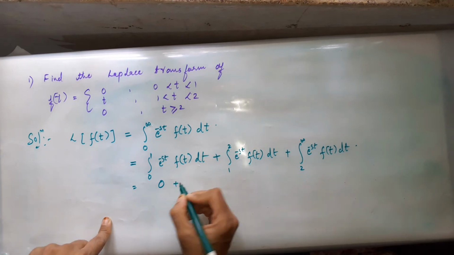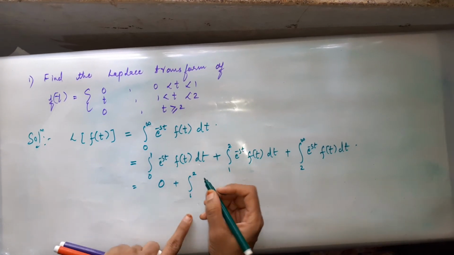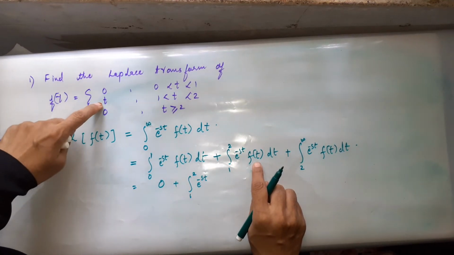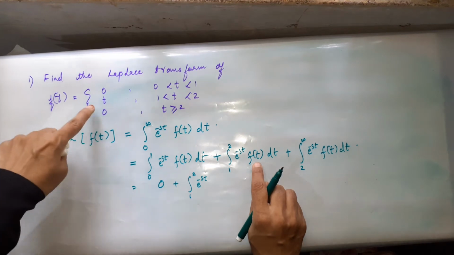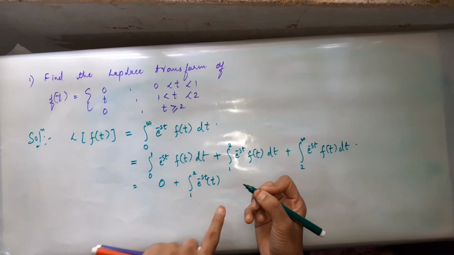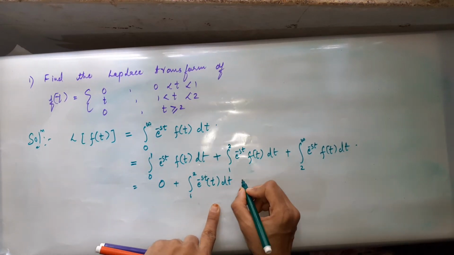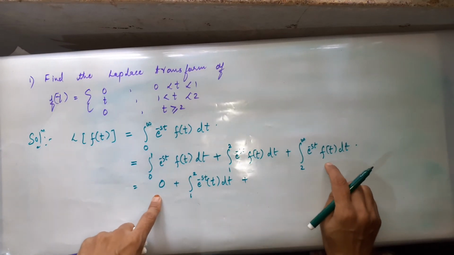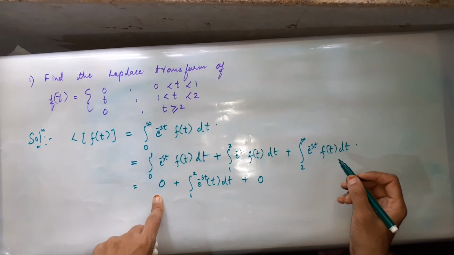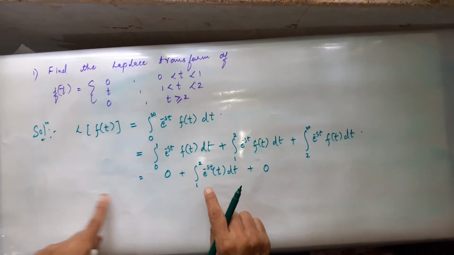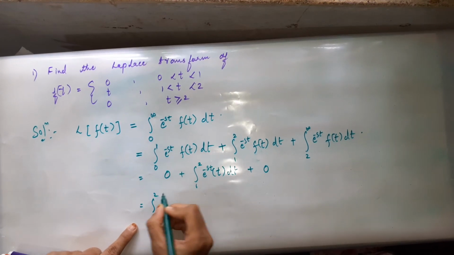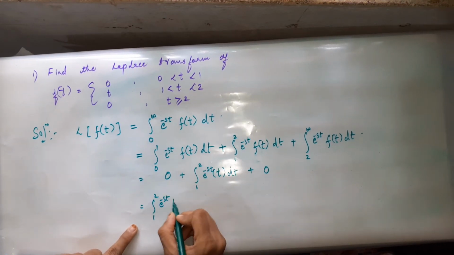Plus the integration from 1 to 2 of e to power minus st, where the value of f of t is t in the interval 1 to 2. So it becomes t in place of f of t dt. As in the previous case, the last part also turns to 0 because the functional value is 0 there. Now let us work on the second integral: integration 1 to 2 of e to power minus st t dt.